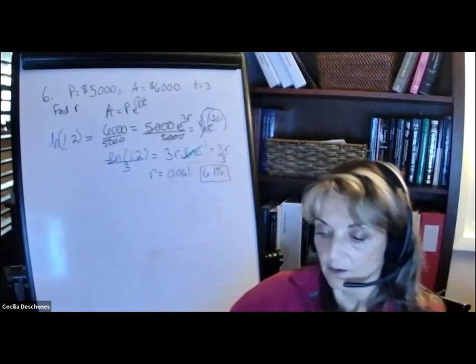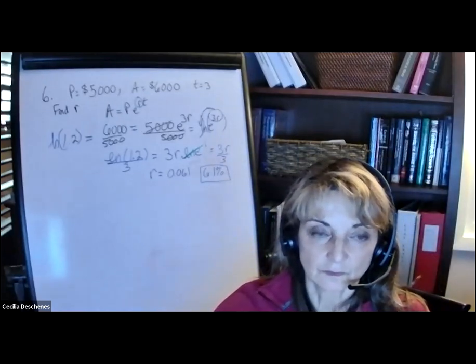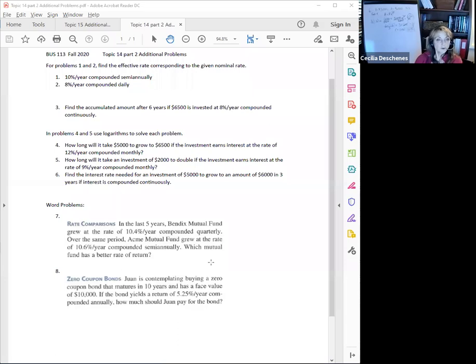Okay. All right, let's see what problem number 7 is. Okay, we have 2 word problems left. So the first word problem says, this is a rate comparison. So remember, as soon as I hear rate comparison, I start thinking, oh, this must be an effective rate, right? Because that's how we compare things. Well, I could be wrong.